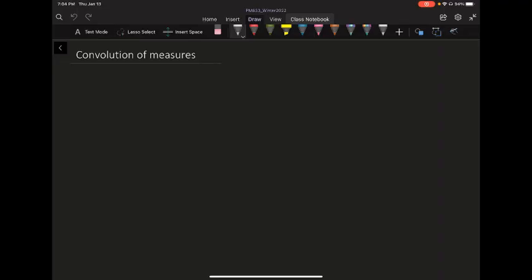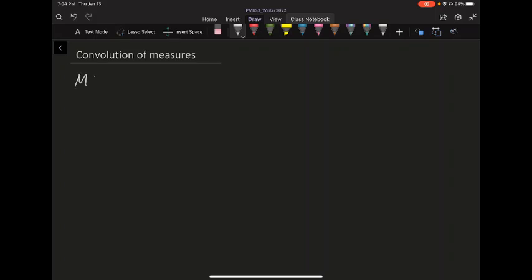So now in the last lecture, we saw the convolution of L1 functions. And in this video, we're going to talk slightly more on the convolution of measures. Okay, so we want to put some Banach star algebra structure on the measure space.